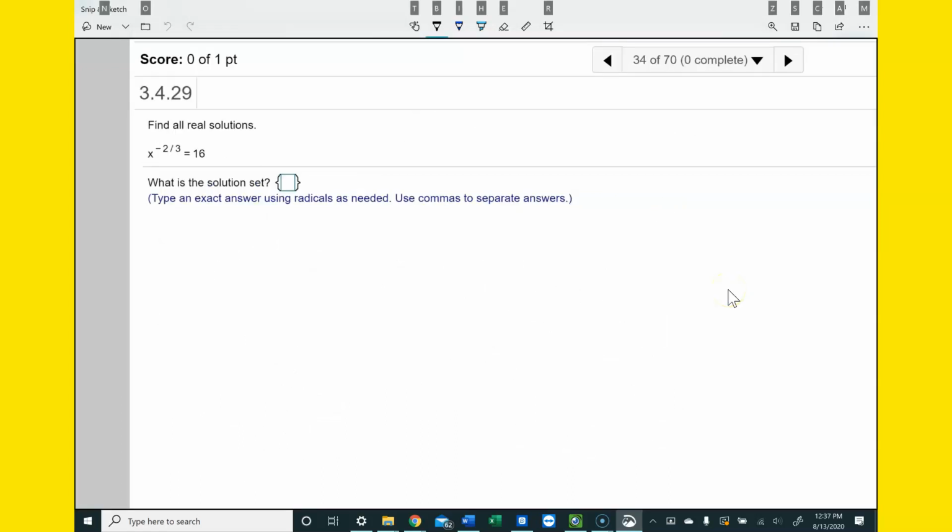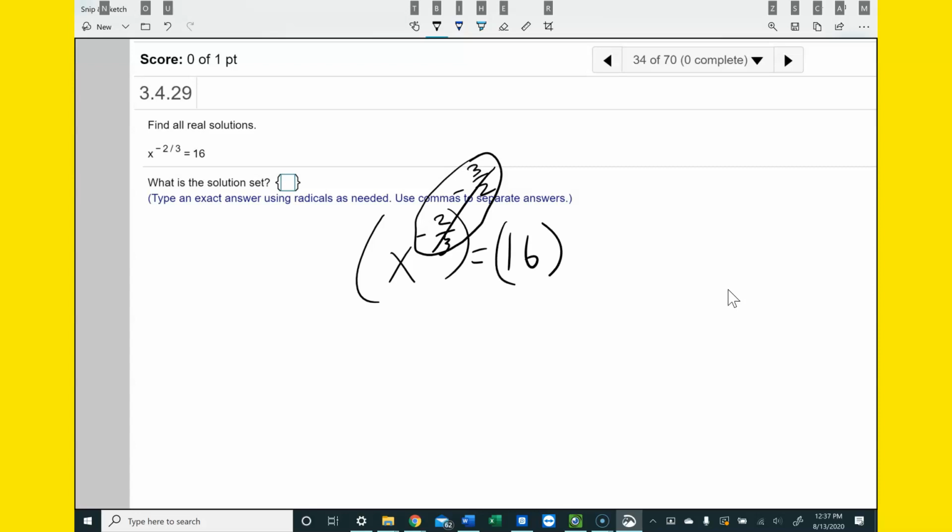Alright, similar way to do this problem. I'm just going to go ahead and do the simple way to do it. To get rid of the negative 2/3 power, I raise it to the reciprocal of negative 2/3, which is negative 3/2. And just keep in mind, when we multiply these two together, we're going to get 1. So that cancels out, becomes 1. I also have to raise this side to the negative 3/2 power. So x equals 16 to the negative 3/2. And then we got to use radicals instead of a decimal.